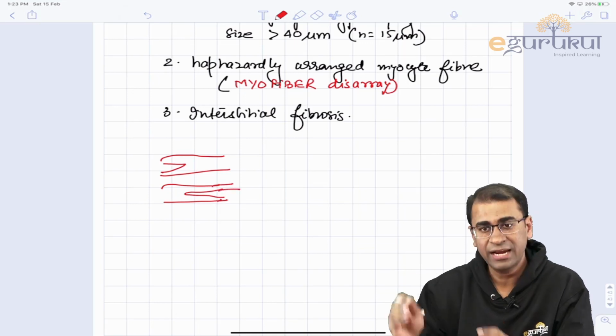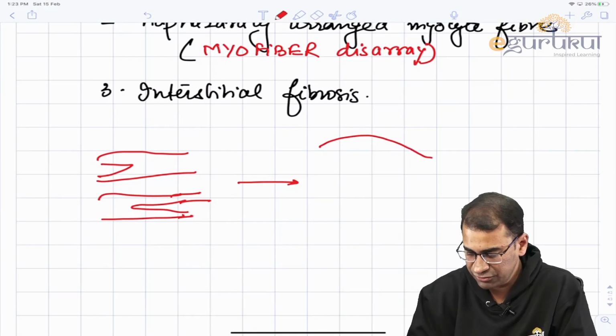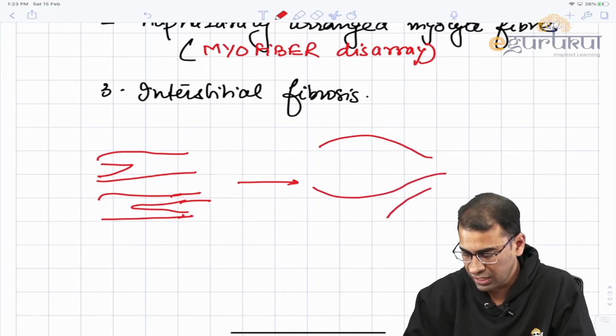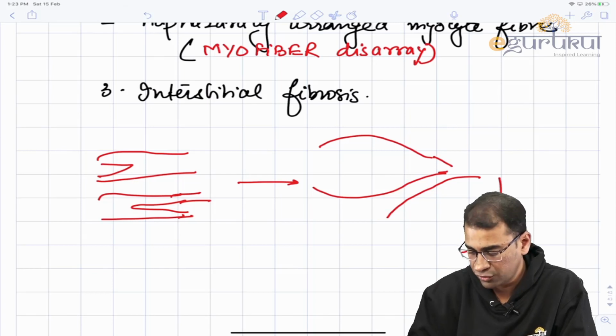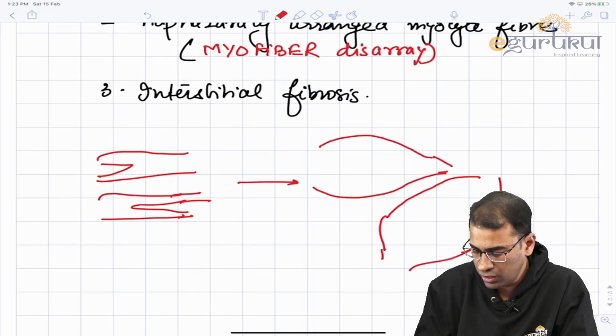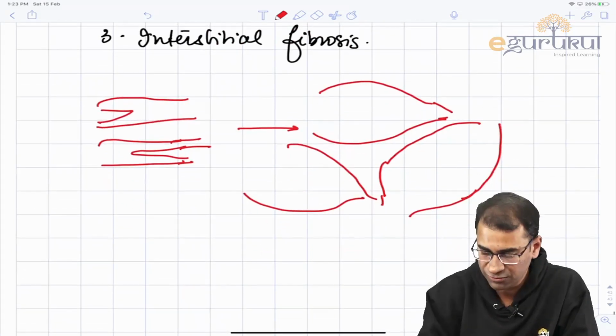Okay, they are regularly and horizontally arranged. But what you will see here is massive enlargement in the muscle fibers like this. And if you look at the arrangement, they are all haphazard. They are not in a transverse fashion. They all are haphazardly arranged. These all are large muscle fibers.